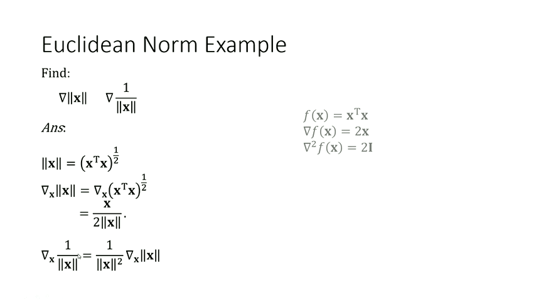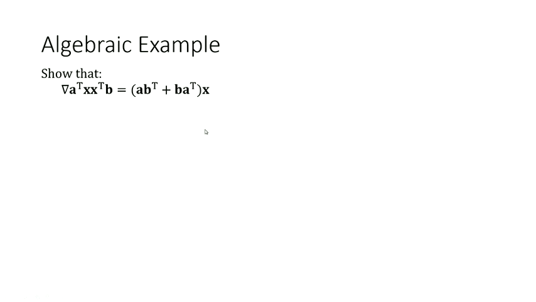Derivative of 1 over X is negative 1 over X squared. So 1 over the L2 norm squared times the derivative of the L2 norm itself, which is this. I forgot to write down the negative sign here. We'll try to work it out because it's there in the homework.